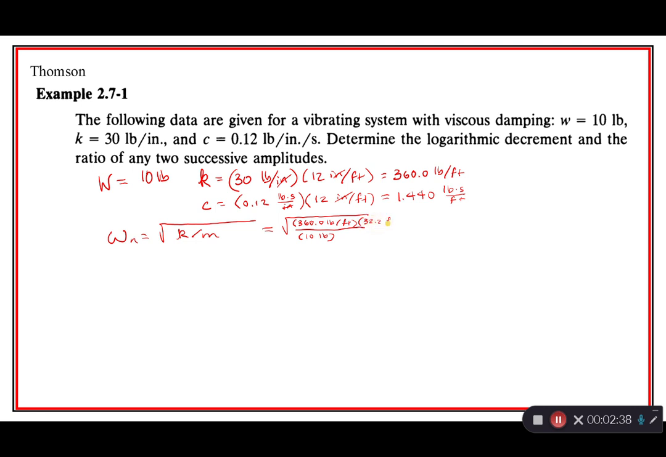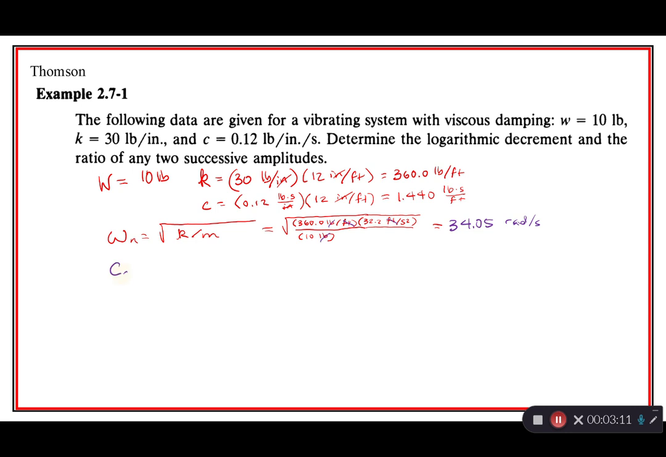32.2, and those are feet per second squared, right? Make that longer. I like to cancel things out in other colors. Using red too much. Pounds cancel out. This is a per foot times a foot, so that cancels out. So we end up with the square root of 1 over second squared, which would give us radians per second. So we have 34.05 radians per second, the circular natural frequency, undamped.